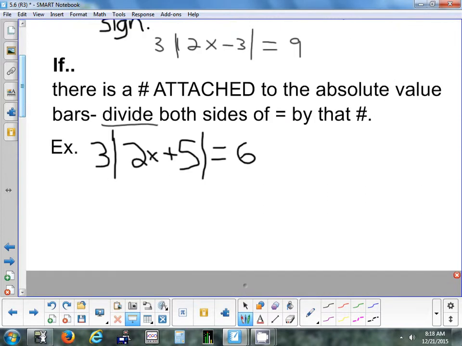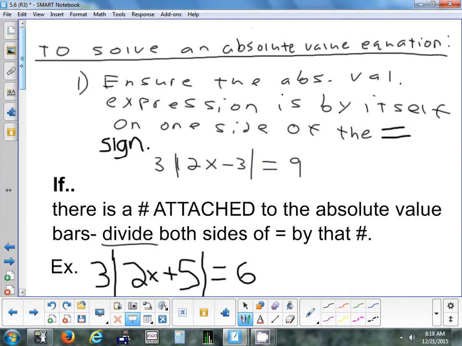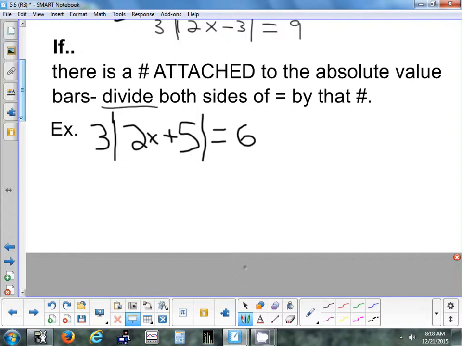Right, so actually, you know what? Let's just do the first step for this one. We're not going to solve the whole problem, but we're going to just do step 1. Get the absolute value expression by itself. Who can tell me what I would divide by here to get rid of that number in front? 3. Divide by 3. Don't touch anything that's inside the bars.